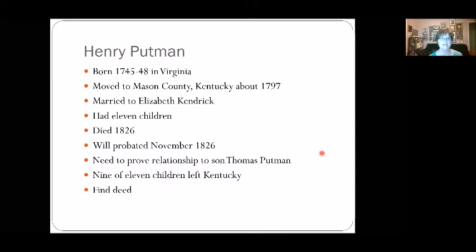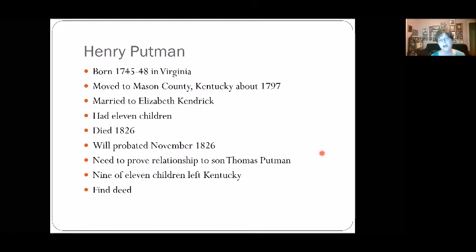What I need, and this would be a record I would need if I wanted to join something like the DAR, Daughters of the American Revolution, because sometimes lineage societies are what pull us to find these very accurate records to prove our data. But we also have to prove relationship. And my direct ancestor is Thomas Putman, who's the son of Henry. And guess what? Henry had 11 children. By the time he dies, 9 of those 11 children have already left Kentucky. There was a huge migration out of Kentucky in the early part of the 1800s, and 9 of his children left.